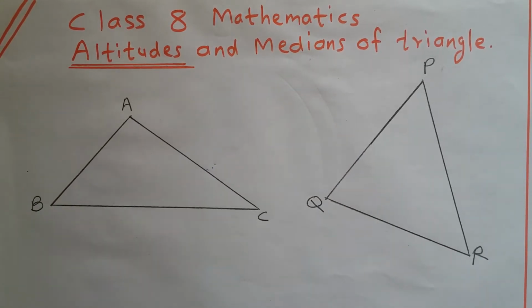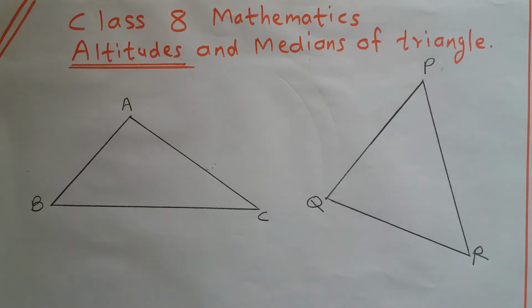Students, do you know altitude? Altitude means perpendicular height. The perpendicular segment drawn from a vertex of a triangle on the side opposite to it is called an altitude of the triangle.